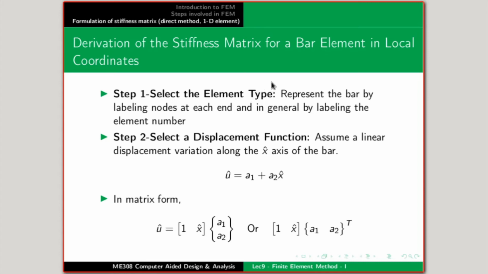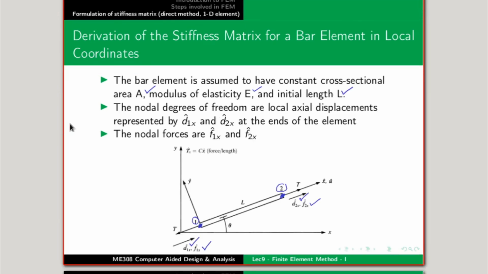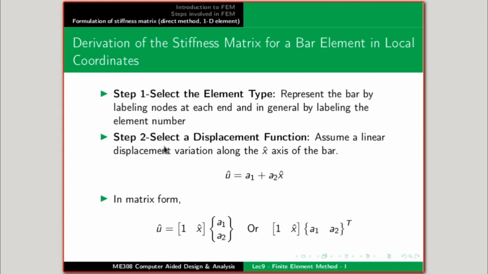Here we have already selected a simple linear element. We have two nodes, the length of the element is L, d1x and d2x represent the nodal displacements, and f1x cap and f2x cap represent the nodal forces. So the second step involves selection of the displacement function. This we have seen earlier.